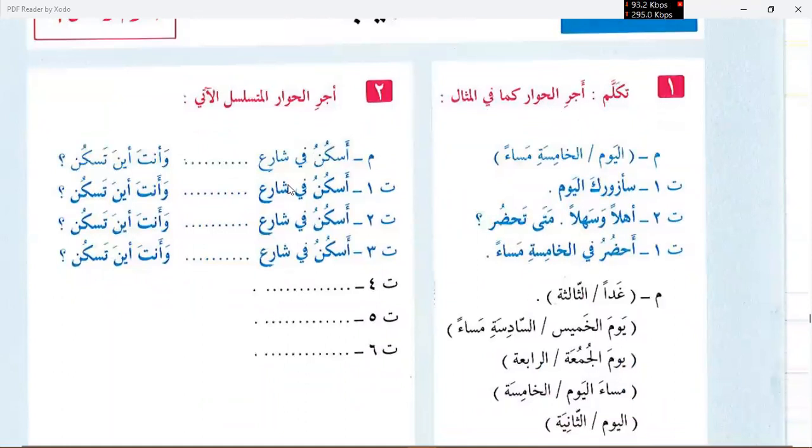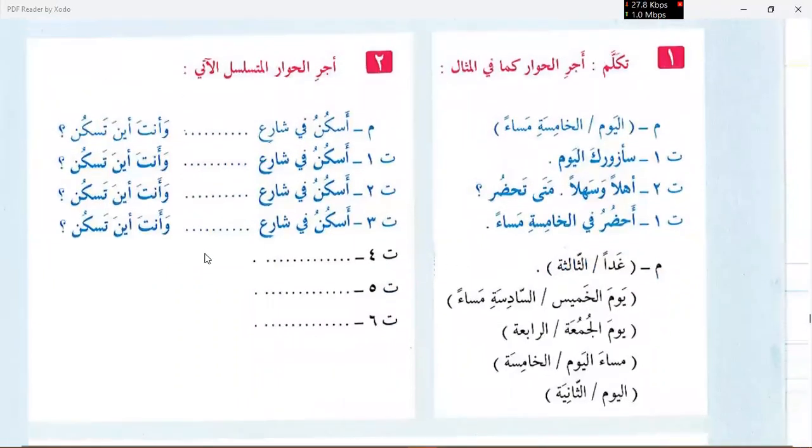Ajri al-hiwar kama fil mithal, start the dialogue like in the example. The teacher gave the two words al-yawm and al-khamis al-masa. So, first student said, Sa'azuruka al-yawm, I will visit you today. Then the second student said, Ahlan wa sahlan, welcome. Mata tahduru, when will you come or when will you arrive? Ahduru fil khamisa masa'an. I will come at 5 in the evening. So in this way you will make the dialogue here.